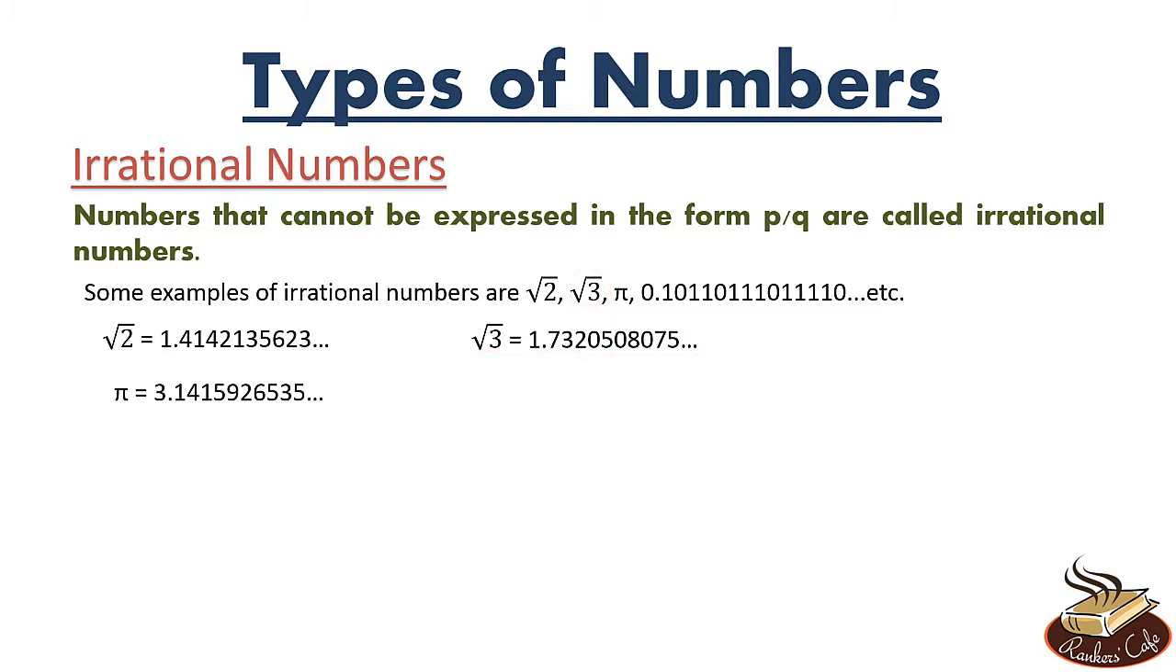Another very important irrational number is pi. Pi has a value of 3.1415926535 and so on. Never ends, never repeats. Note that 22/7 is not the exact value of pi. 22/7 is an approximate value of pi. Sometimes for easy calculations, pi is written as 22/7. But 22/7 is a fraction, it's a rational number, whereas pi is not a rational number. 22/7 is only an approximate value of pi.